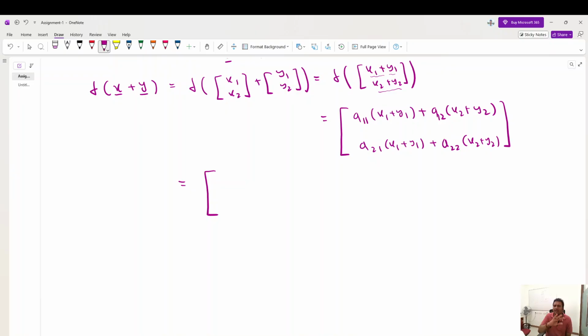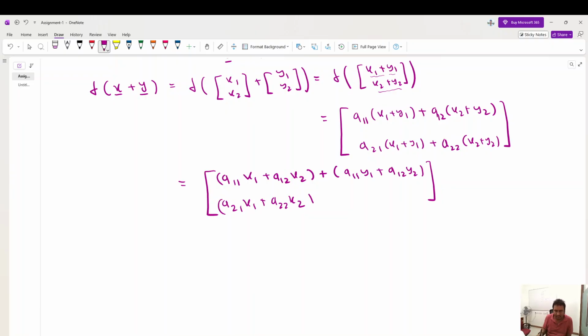Distributivity, associativity, commutativity, everything works under addition, right? So what it would be, guys, I'm writing directly A11 x1 plus A12 x2. You can verify plus A11 y1 plus A12 y2. And similarly, what you have here, sorry, A21 x1 plus A22 x2 plus the similar term A21 y1 plus A22 y2.